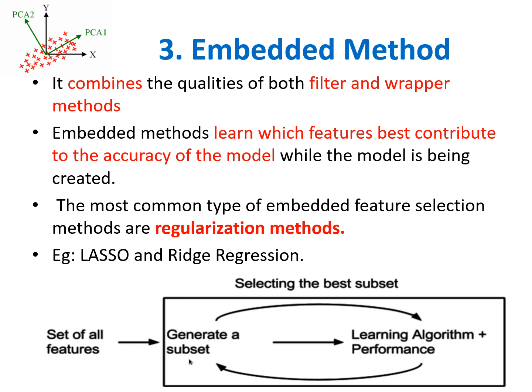So this is a general diagram related to the embedded method. We have the set of all features. We generate a subset, and using that subset we train the learning algorithm. The performance of the learning algorithm is evaluated, and based on the evaluation we again create a new best subset. Likewise the process continues. So this is all about the embedded method. Just remember the embedded method as a combination of both filter and wrapper methods.